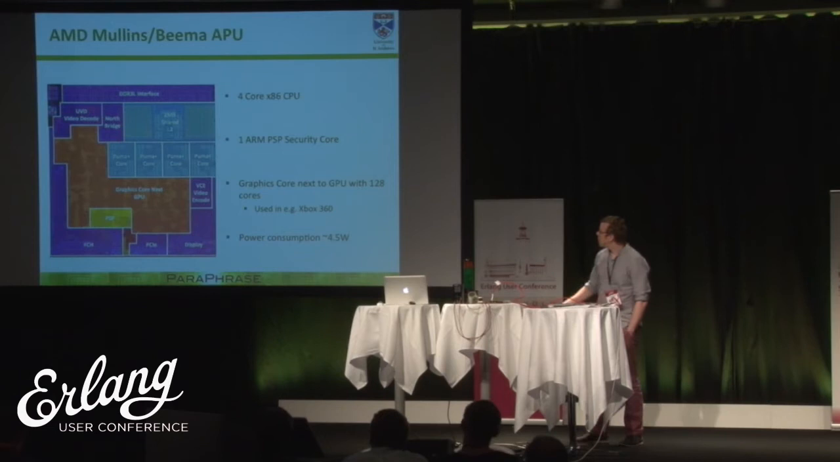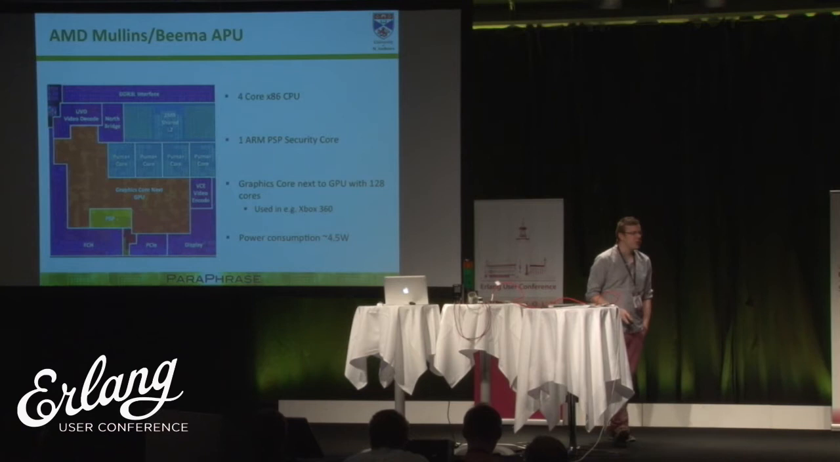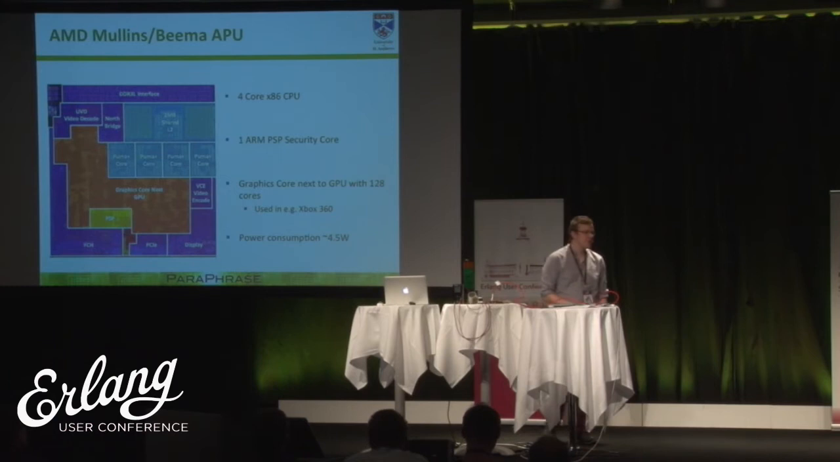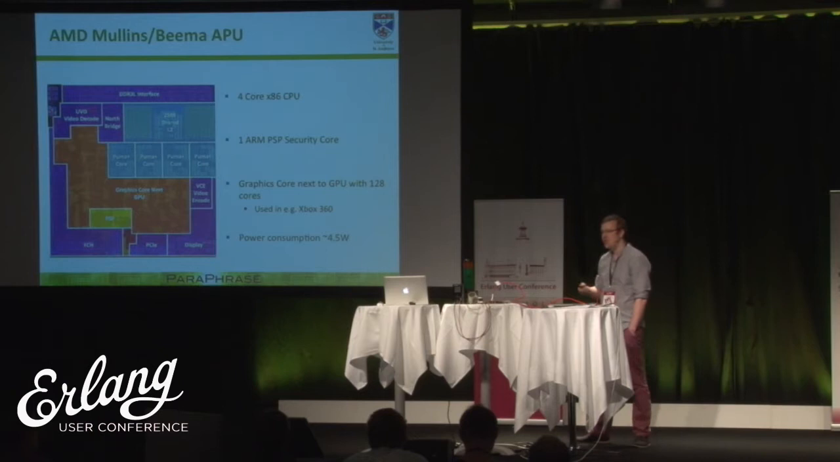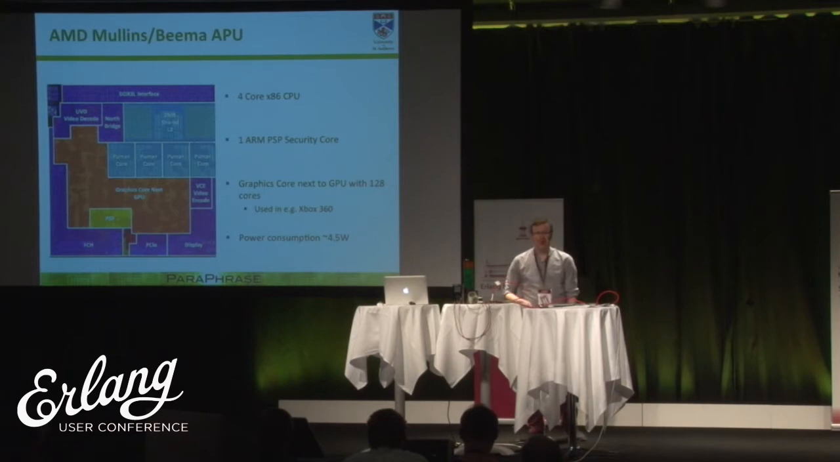This kind of thing is very powerful because it still has lots of processors we can use. So in this example, the graphics core alone has something like 128 cores. That's double what the 60-core processor was that I showed you previously. And these kinds of things are very common in gaming devices, so things like Xboxes. They're very cheap. They consume a very low amount of power, so only just over 4 watts can power this thing. So you get huge computing power for very low power consumption.